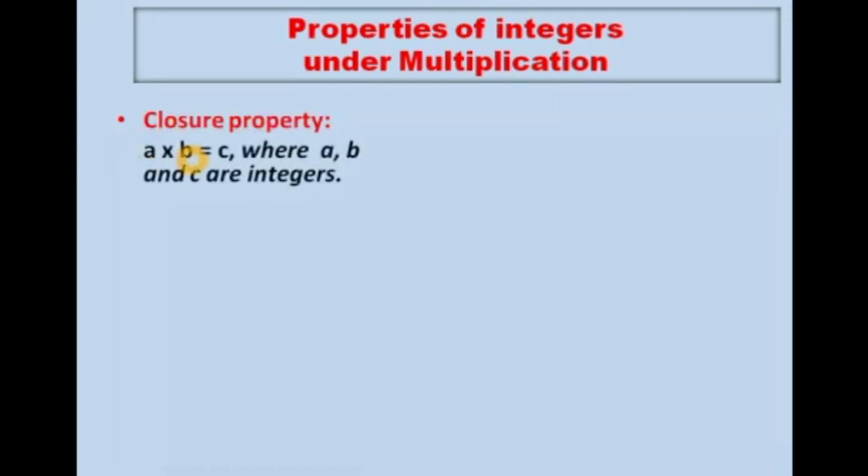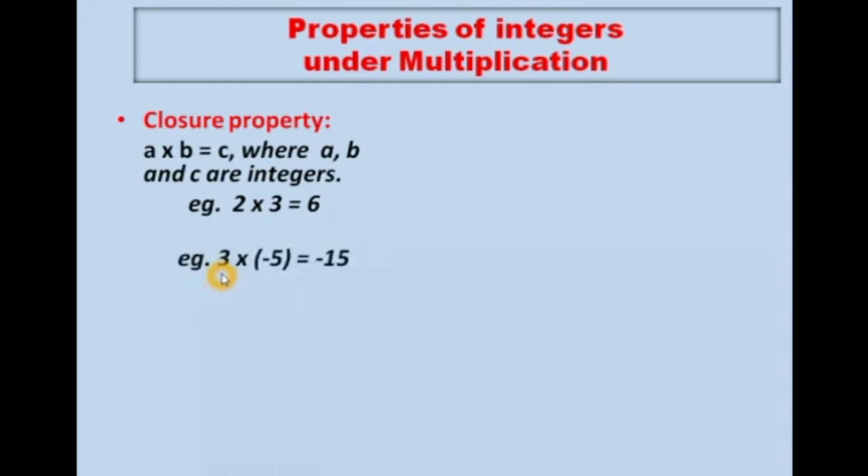Properties of integers under multiplication. First is closure property. A into B is equal to C, where A, B, and C are integers, which means when two integers A and B are multiplied, we get another integer C. Example, integer 2 multiplied with integer 3, we get integer 6. 2 3s are 6, we get another integer 6.